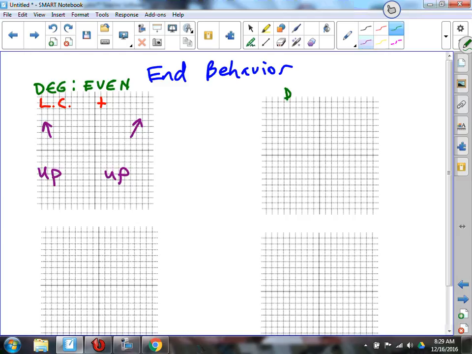If our degree is also even, but the leading coefficient is negative, we said we would have a parabola that's opening downward, right? So what would that end behavior look like? It would be going down on the left and down on the right, and so that end behavior would be called down, down.